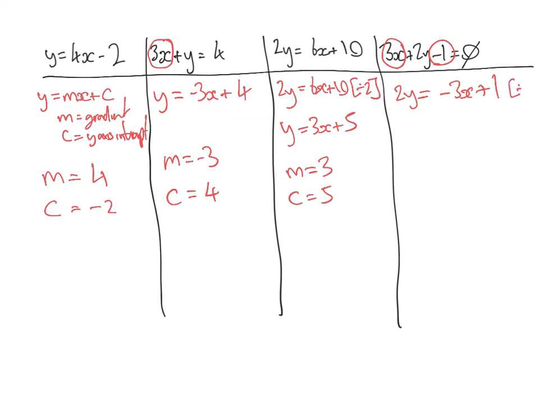It's still not in the form y equals mx plus c, because we've got 2y, so we need to divide by the coefficient of y, divide by 2. y equals negative 3 over 2 x plus 1 over 2. Remember to divide both terms by the 2. So now it's in the form y equals mx plus c. m is the coefficient of x, negative 3 over 2, and c equals a half. All right, so that's how you extract gradients and y-axis intercepts.